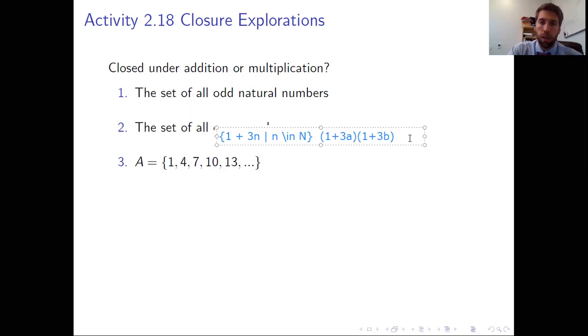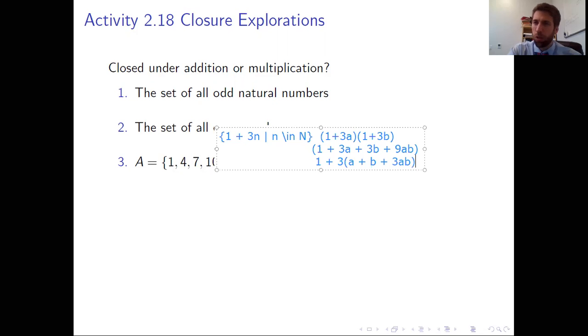And then, well, multiply those together, you get 1 plus 3a plus 3b plus 9ab. Well, that's kind of like 1 plus 3 times a plus b plus 3ab, which should look familiar to you based on some of our proofs of even and odd numbers. So it's 1 plus 3 times a natural number. So it is closed under multiplication. All right, let's clear that.